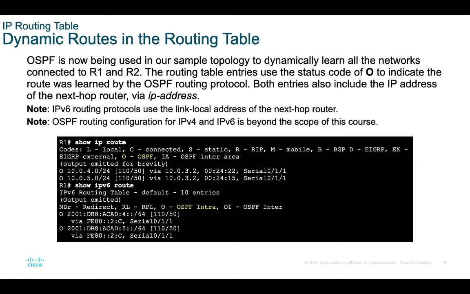This is how they represent a network from a dynamic routing protocol. As you can see here, you have an O, which means they are using OSPF. So O here, okay, 10.0.4.0/24 with the AD 110, metric 50, via 10.0.3.2. Last time they updated is 24 seconds ago or 24 minutes ago, through serial 0/1/1.